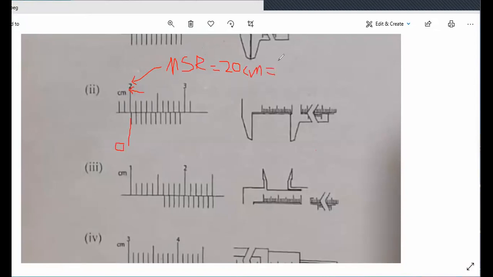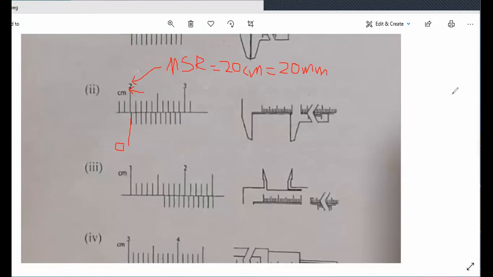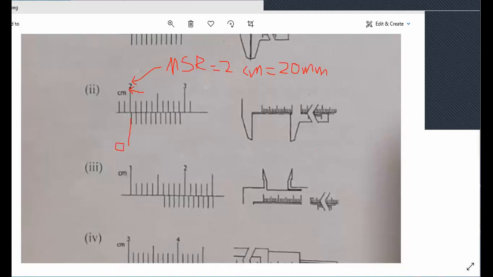So please write: according to the second figure, the main scale reading is 2 centimeter within brackets 20 millimeter.